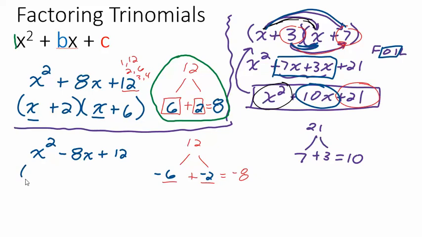So for our answer, I'm going to set up our two binomials. We've got x, and then since we need a negative 6 and a negative 2, we're going to go minus 6 and minus 2. That's it. That's all there is to it.